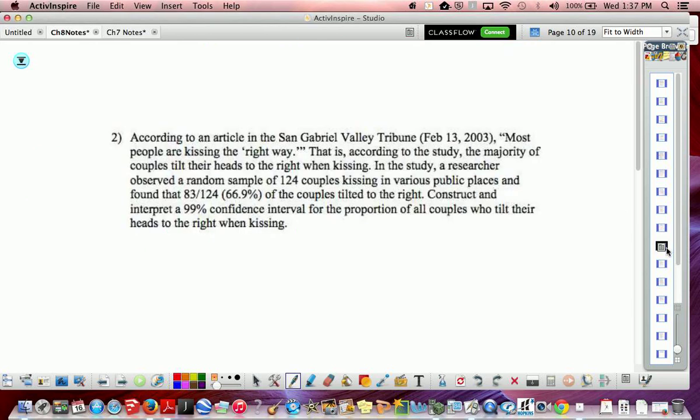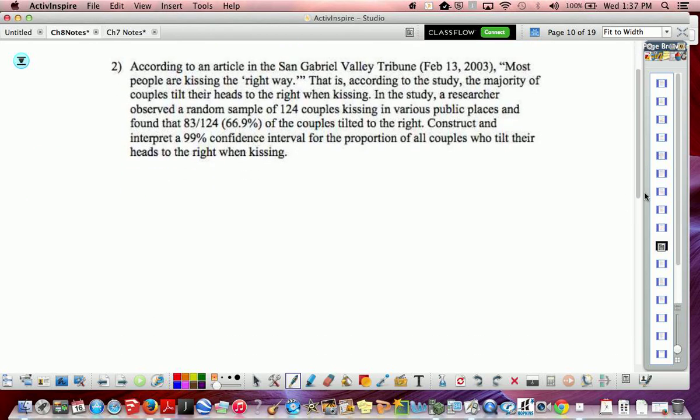Since we're still on this fun topic of sex, I guess, nice health topic. So, here's number 2. And this is always fun for me to do because all I have to do is watch and see what you guys do when I read this question. According to an article in San Gabriel Valley Tribune, most people are kissing the right way.